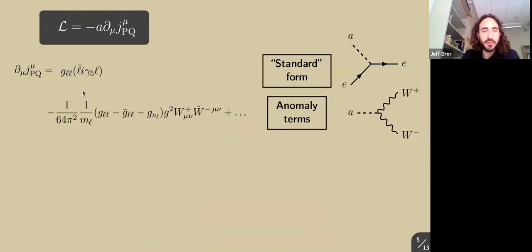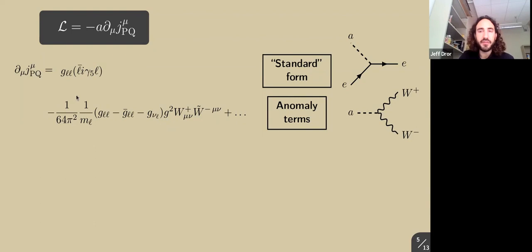Now, if you continue and write down the other terms that are present when taking the divergence of this current, the next terms you start to find are what I like to call anomaly terms. What they are is a coupling to the field strength tensor of the W boson here, W plus W tilde minus, and then some sort of funny coefficient. You have 1 over 4 pi squared that shows up because this is really a loop effect, if you wish, not a tree level effect like the previous case.